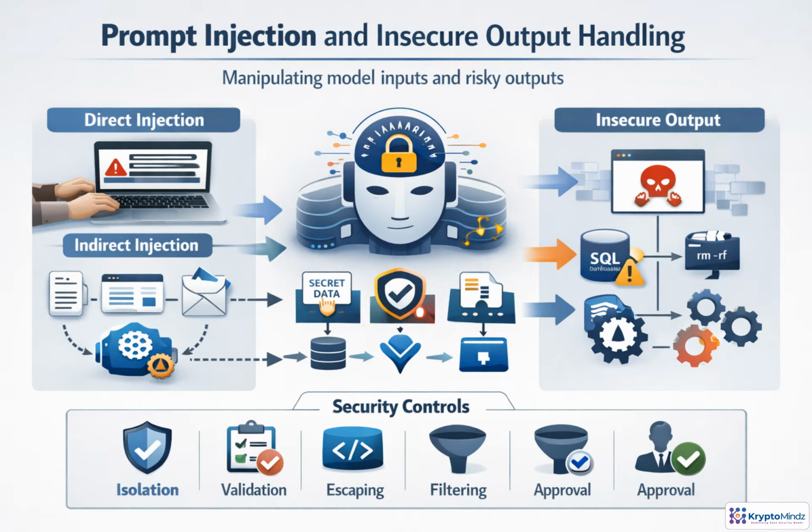The danger grows when model output is treated as executable truth, then sent into SQL, a browser, shell, API, or workflow engine. Defenses separate contexts, validate outputs, use allow lists, escape dangerous characters, filter content, and require human approval before sensitive actions.